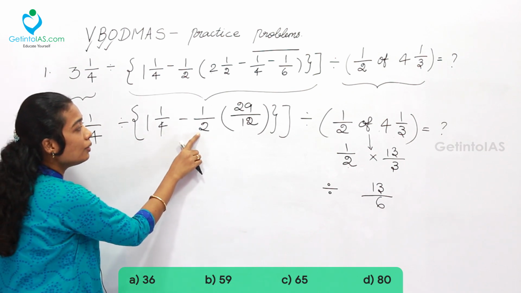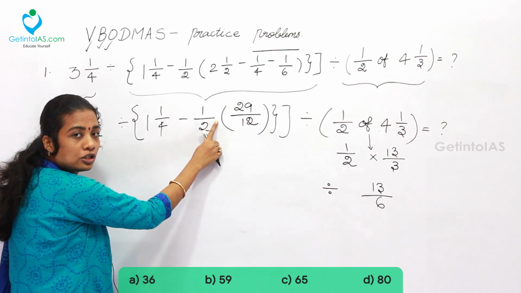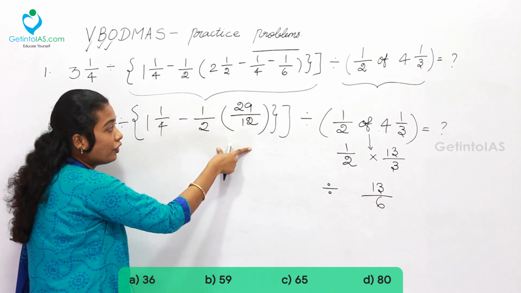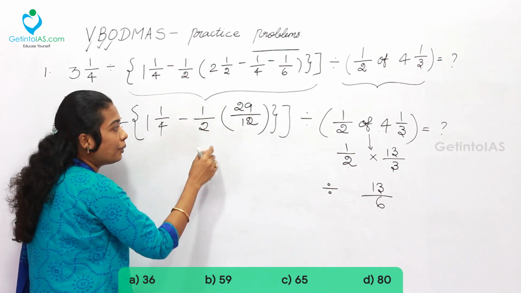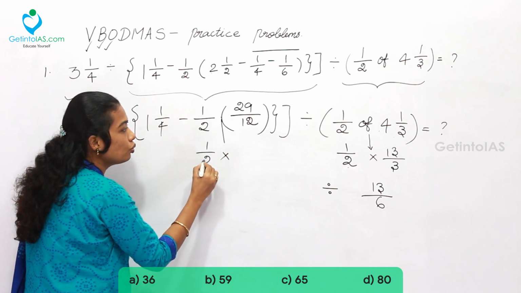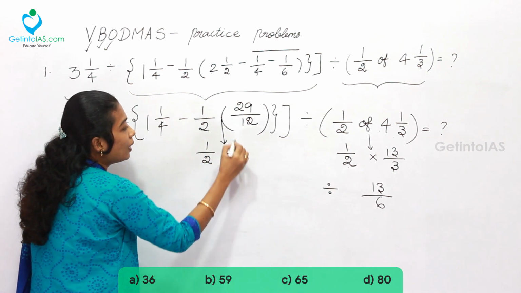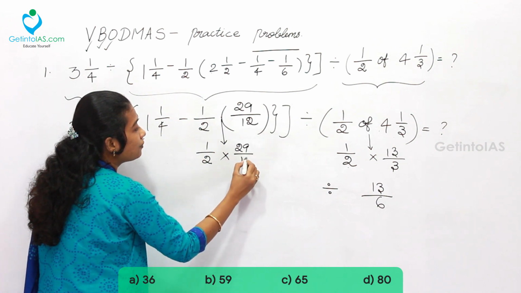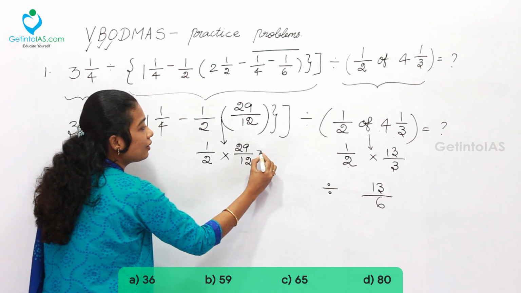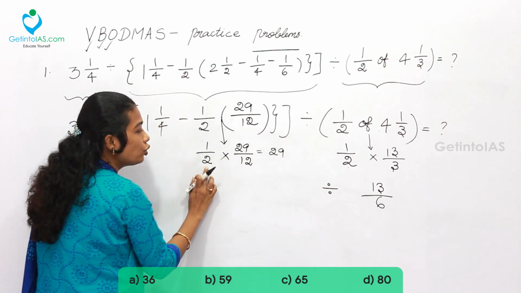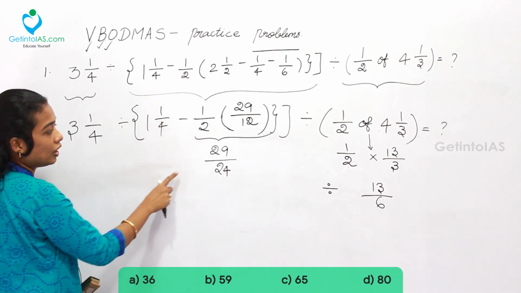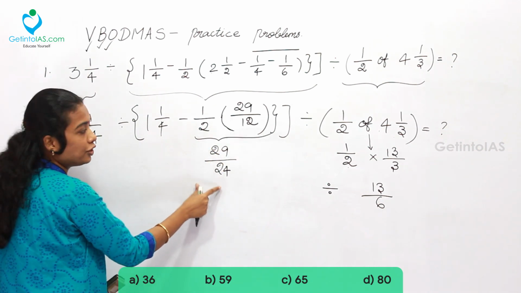So here 1 by 2, no operations are given. So nothing given like that, and parenthesis which is given, simply you want to multiply. So here this denotes multiplication. 1 by 2 into 29 by 12. So simply what is the value? 1 into 29 which is 29 and 2 into 12 which is going to be 24. So here I have taken this part is 29 by 24.